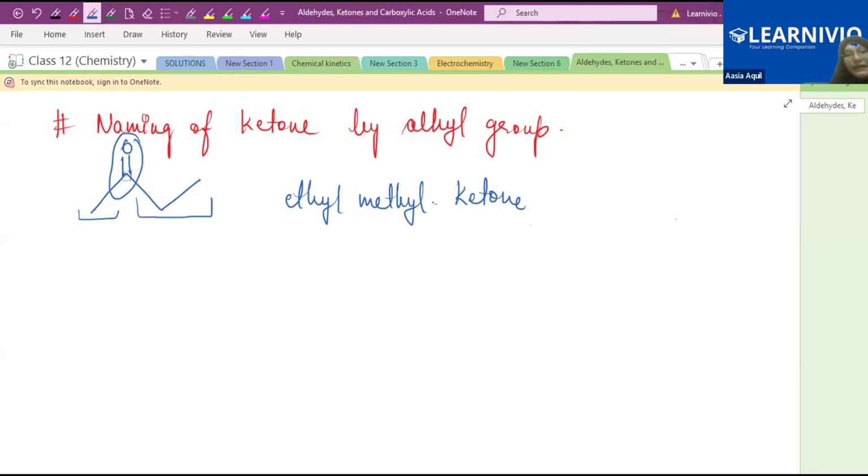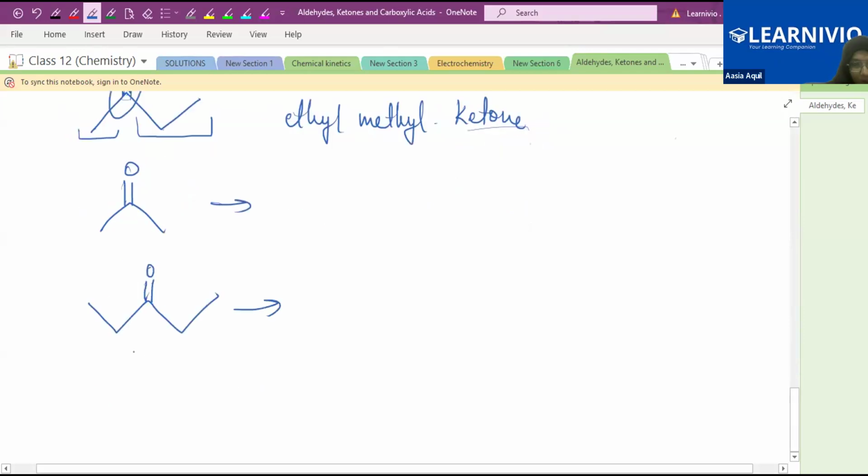So we write the names alphabetically. For the CO group, we write ketone at the end, and for the two different alkyl groups, we write the names alphabetically. For example, suppose we have this. Now tell me what will be the name of this one, and for this also. Just think about it and tell me the name. Suppose I attach the tertiary group over here.